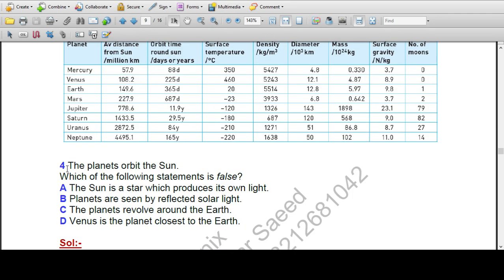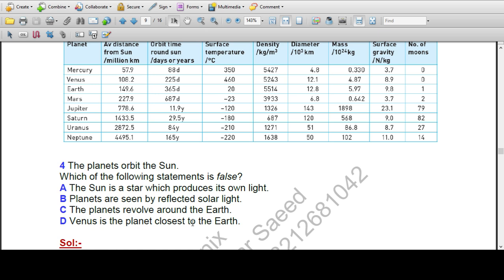Now 4. The planets orbit the Sun. Which of the following statements is false? The Sun is a star which produces its own light. It's true. The planets are seen by reflected solar light. True. The planets revolve around the Earth. No. Planets revolve around the Sun, not Earth. So this statement C is not correct.